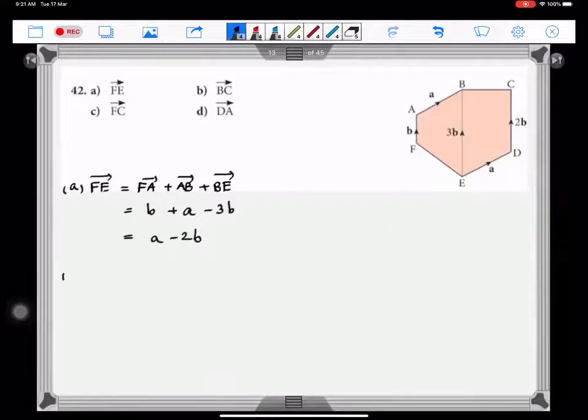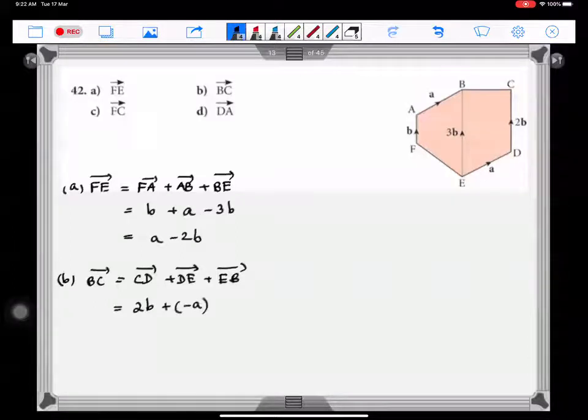Similarly, if I need BC, BC is CD plus DE plus EB. CD is 2B, DE is minus A, and EB is 3B. So that is 5B minus A.